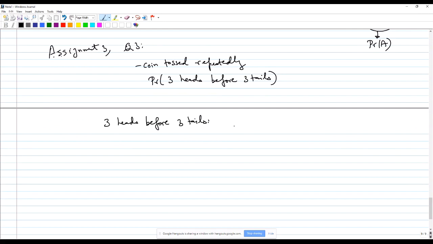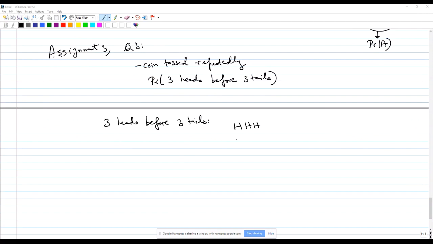So for instance, you can have something like this: H, H, H. You toss 3 times, you got 3 heads, right? That means you're done. At that point, it doesn't matter what happens after that. You got 3 heads before 3 tails, so you can stop there. That will have a certain probability.